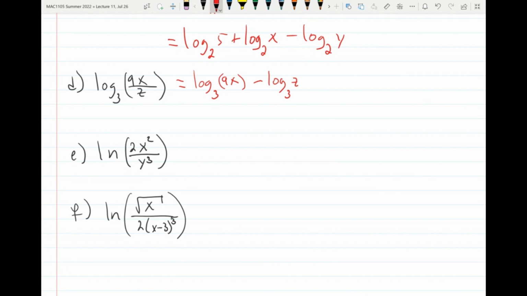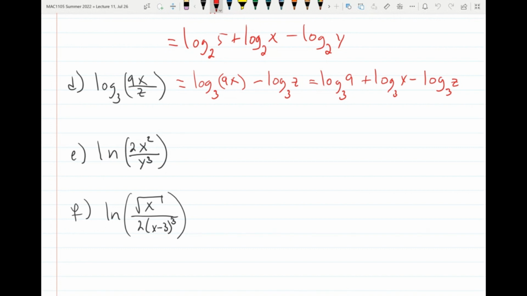And then you can split the first log into log base 3 of 9 plus log base 3 of x. Good. Everybody okay so far? Are you guys okay with this? Okay, is there anything else that we can simplify here? What else can we do?